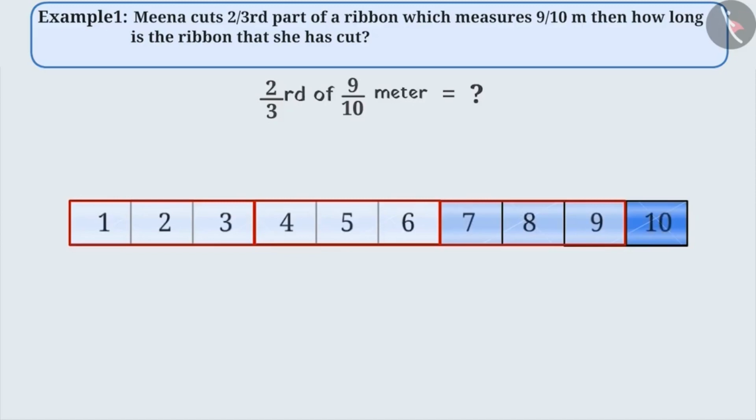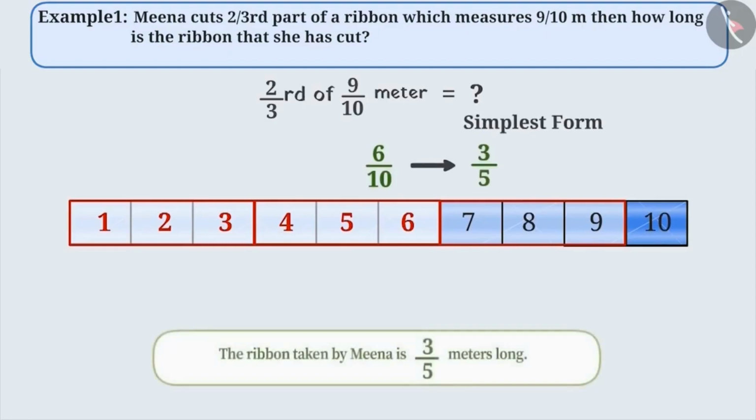As you can see, Meena has taken 6 parts out of the total 10 parts of the meter. Therefore, we can say that the ribbon taken by her is 6/10 meters long. It can be expressed in simpler form such as 3/5 of a meter.